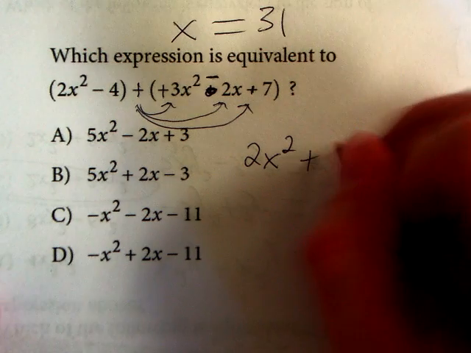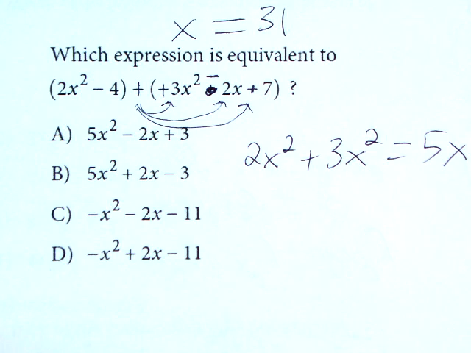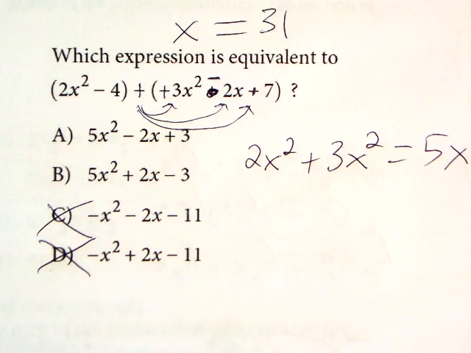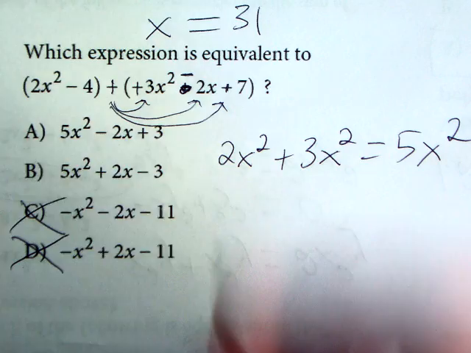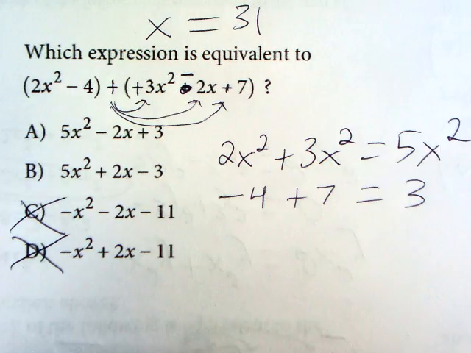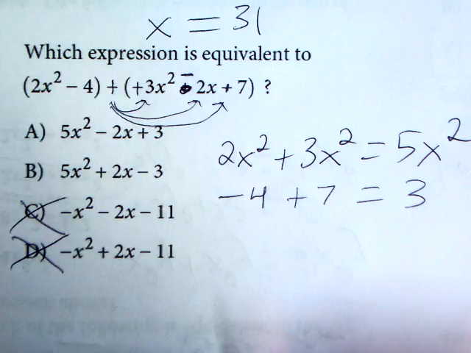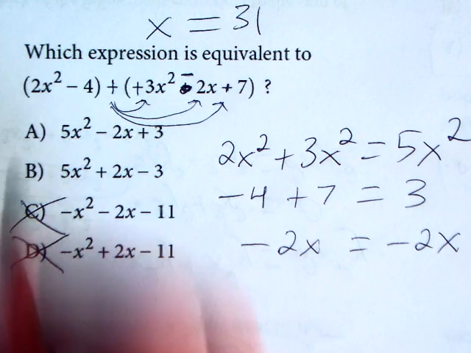2x squared plus 3x squared gives us 5x squared. Right away, we can rule out C and D. Next term, we see that negative 4 plus 7 gives us a positive 3. And lastly, minus 2x is not combined with any other term. This gives us choice A.